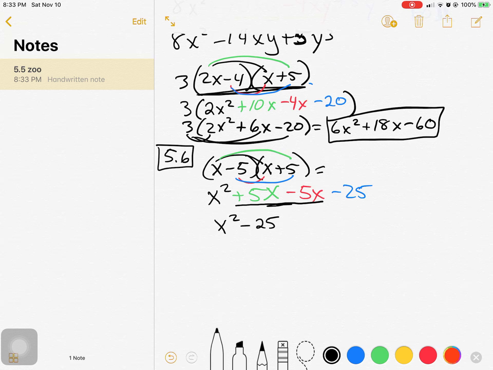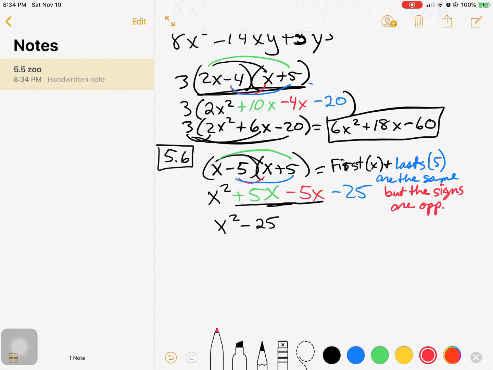It basically says that this first is the same first. In this case, the x's in both of these are the same. Okay, and the lasts, in this case they're the 5s, are the same. First and last are the same, but the signs are opposite. Okay, a plus, see this plus and this negative here.